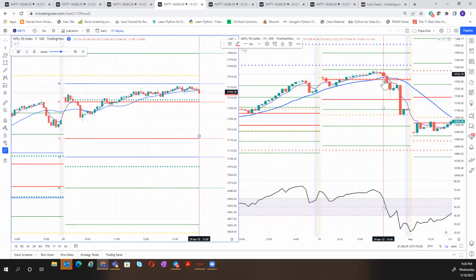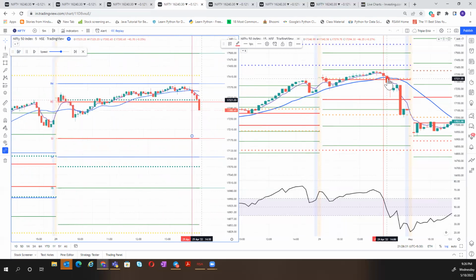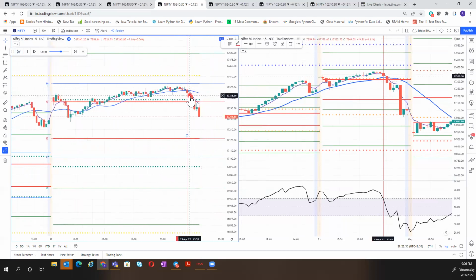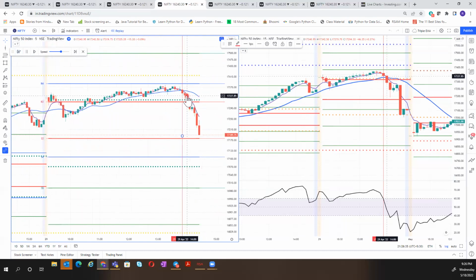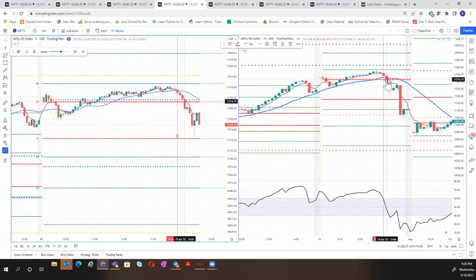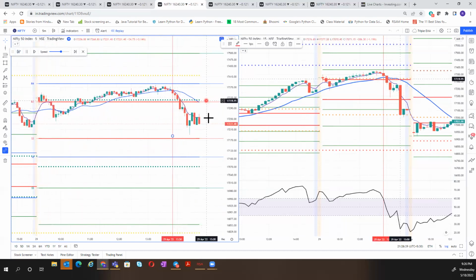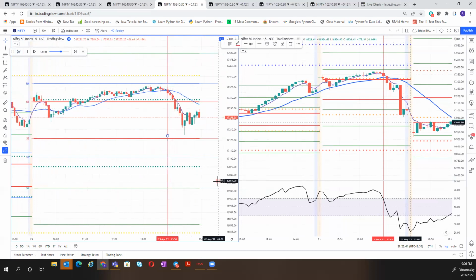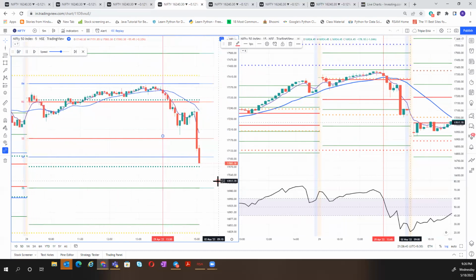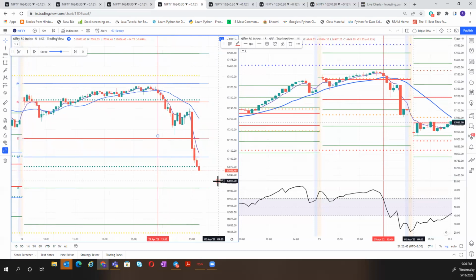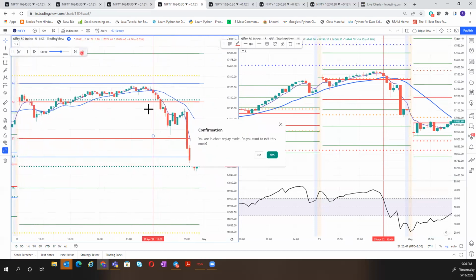Here it comes. It touches the 20 SMA. This is 2 p.m. Watch here. This is exactly 1:55, 2 p.m. By the time it is 2 p.m., it is breaking. Look at the momentum, how it went. Boom. This is what you need to see. It moves like a bomb. I'm telling you, it moves like a bomb.